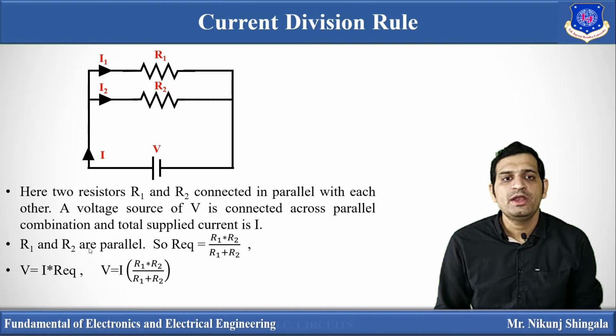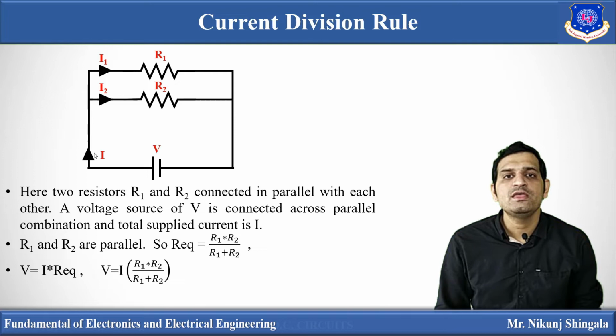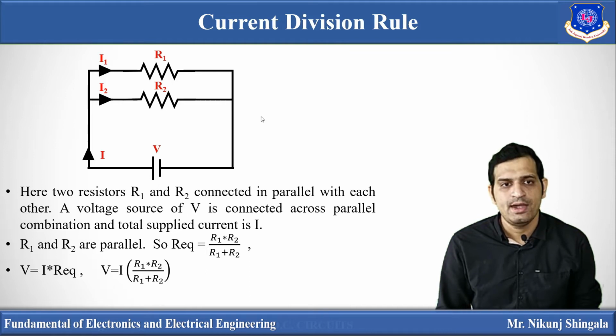Here R1 and R2 are in parallel, so the total equivalent resistance is given by R equivalent is equal to R1 into R2 divided by R1 plus R2. So the total voltage V is equal to I into R equivalent. So we can write V is equal to I into R1 R2 divided by R1 plus R2.